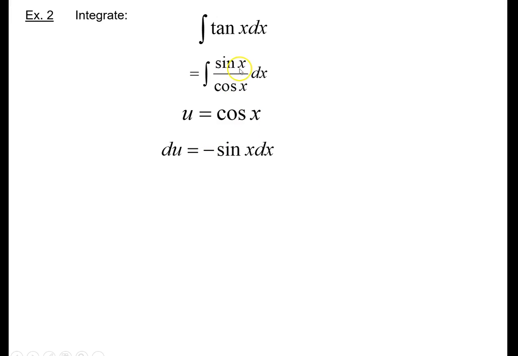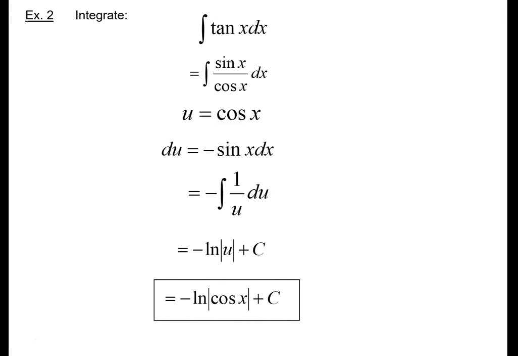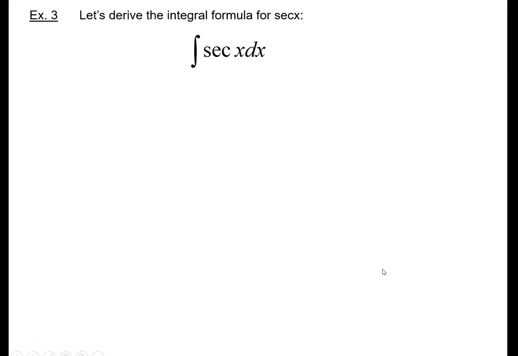I have a sine x in the numerator, which is good. I'm going to move the negative to where the du is, so we end up with negative 1 over u du, which is the negative natural log of u, and remember u we said was cosine x. So the integral of tangent x is negative natural log of cosine x plus c. You can memorize this if you want to. I wouldn't bother. If you can just remember that tangent x is sine over cosine x, if you ever need to figure it out, you can do it this way.